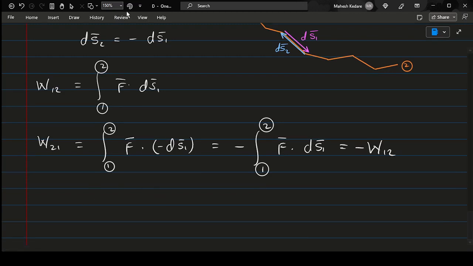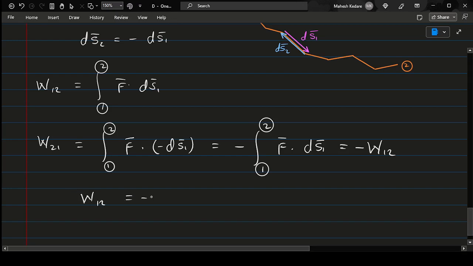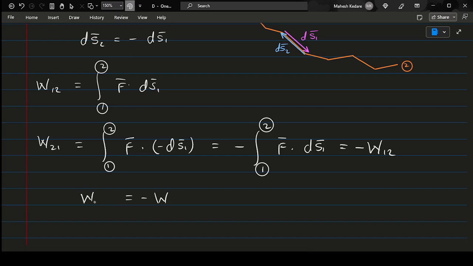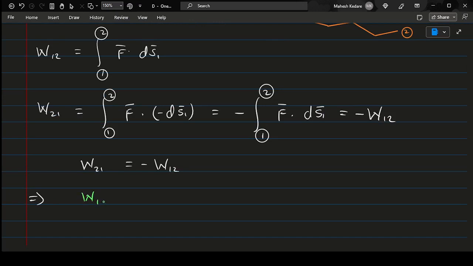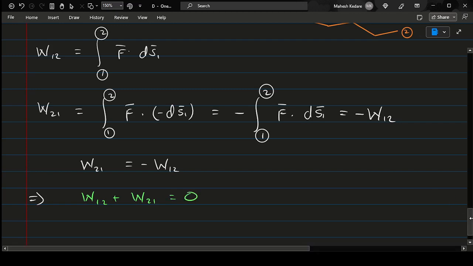And this is nothing but the work done in going from 1 to 2. So we find that, on the left hand side we have W21. Work W21 is equal to negative of the work from 1 to 2. And this means that the work done in going from point 1 to 2 and the work done in our reverse journey, which is W21, the sum of the work is equal to 0.